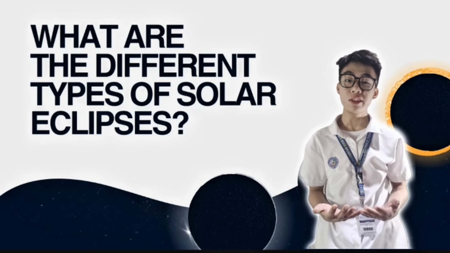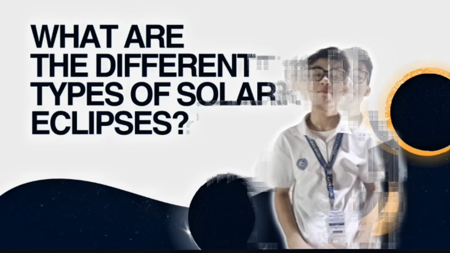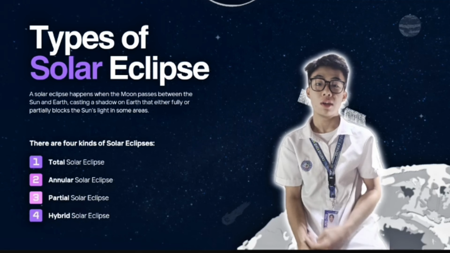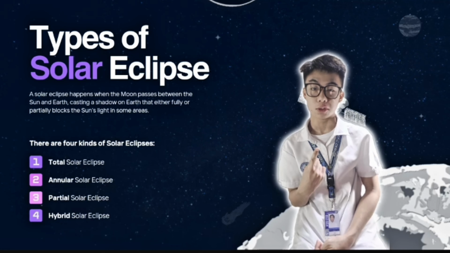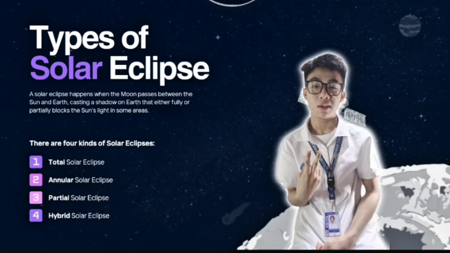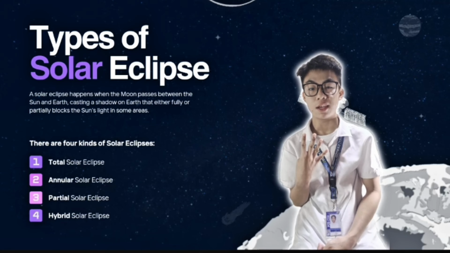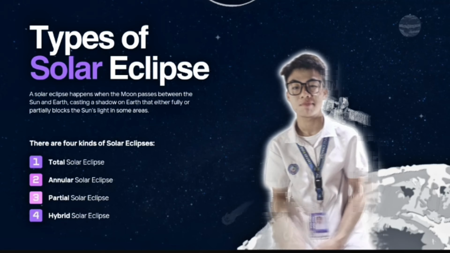So what are the different types of solar eclipses? There are 4 types of solar eclipses. Number 1, we have the total solar eclipse. Number 2, we have the annular solar eclipse. Number 3, we have the partial solar eclipse. And number 4, we have the hybrid solar eclipse.